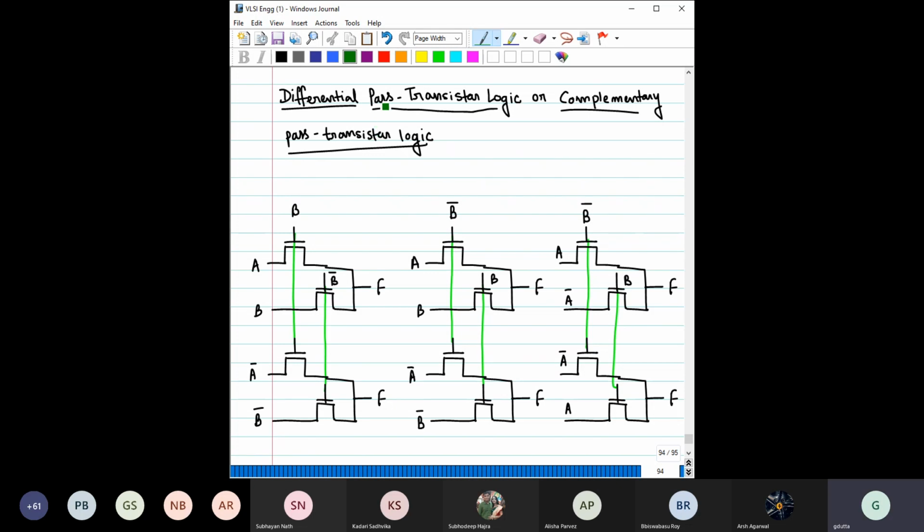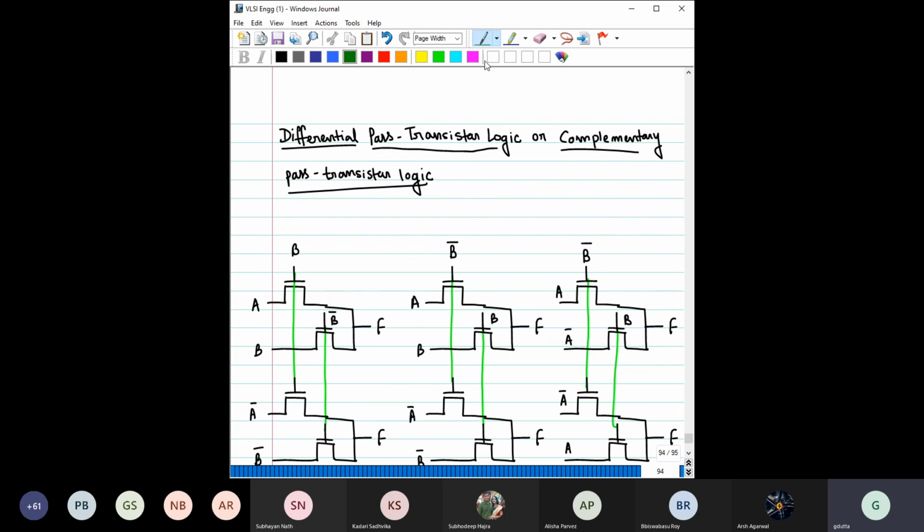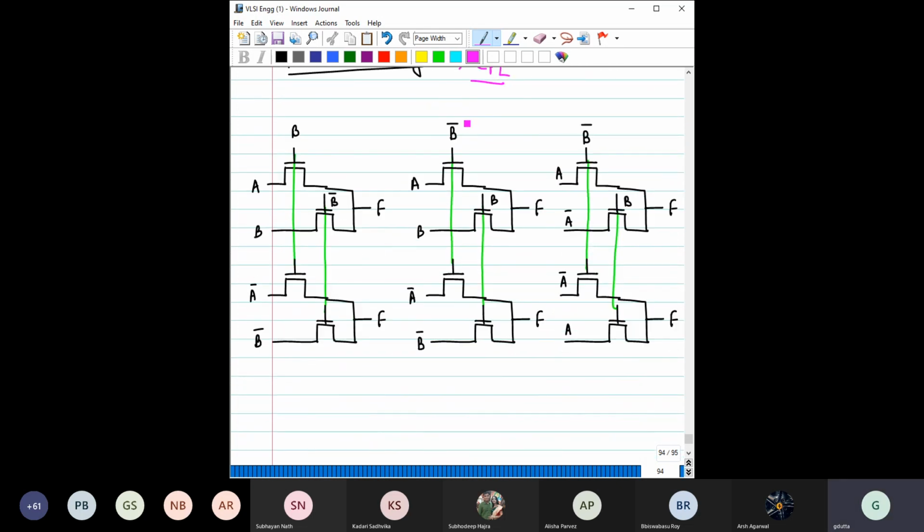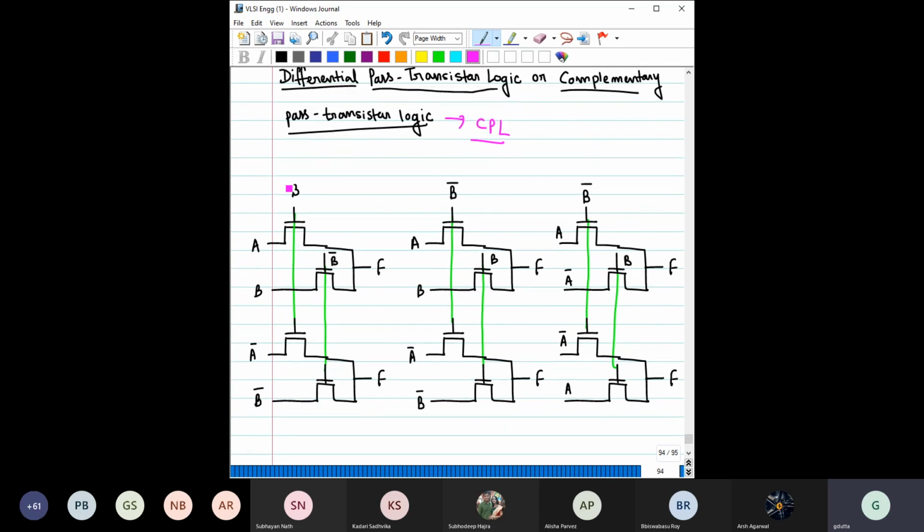Okay, differential pass transistor logic or complementary pass transistor logic. Complementary pass transistor logic is also referred to as CPL. Differential pass transistor logic is referred to as DPL. Now if you notice the first figure here.